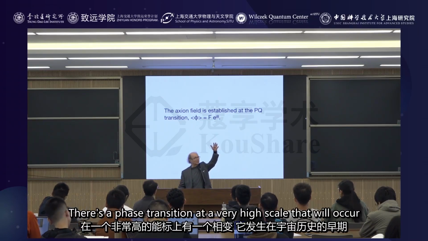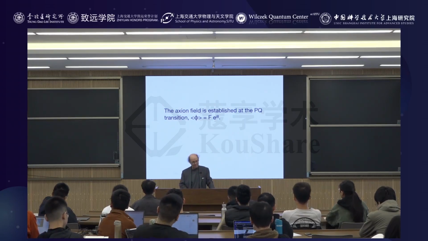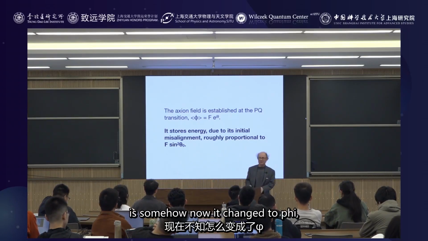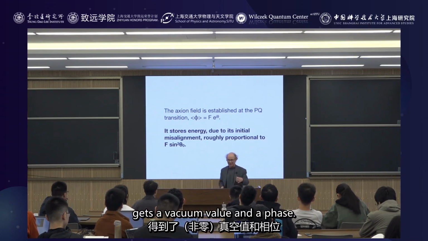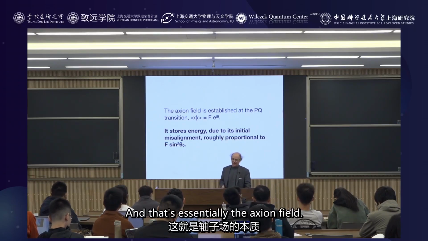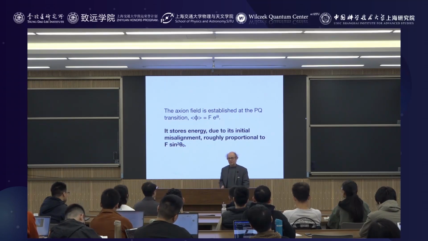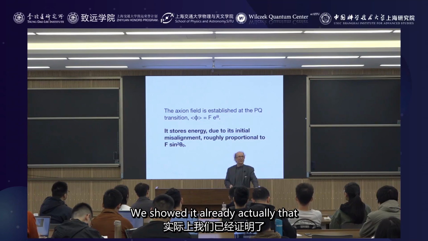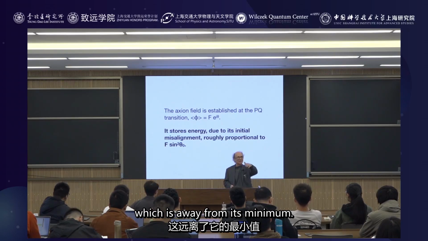There's a phase transition at a very high scale, so that will occur early in the history of the universe at a high temperature. And at that point, this field, which we called rho before, now changes to phi, gets a vacuum value and a phase, and that's essentially the axion field. We showed already that it stores energy proportional to f squared sine squared theta 0 if it's away from its minimum.